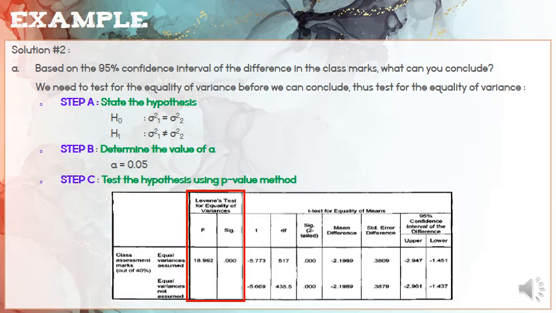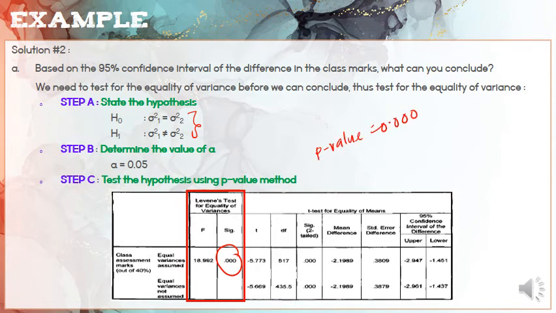So when you do the Levene test, start again with steps A, B, C and D. Step A, state the hypothesis for the Levene test, which is this one. Then determine your alpha value. By default we use 0.05, unless stated differently. Then test the hypothesis using the p-value. So the p-value is 0.00 for the Levene test.